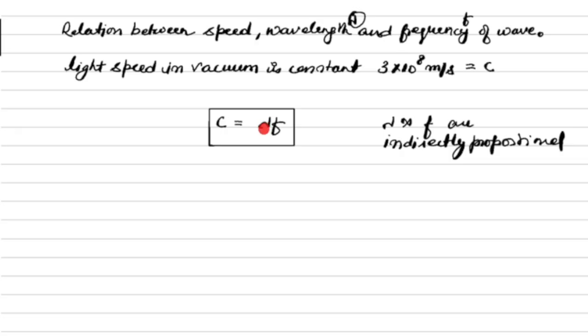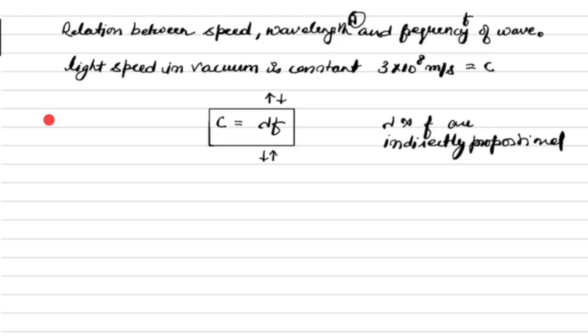This is a constant, and here it is a product of lambda and frequency. Lambda is a wavelength, and frequency is denoted by small letter f. So if this is constant, it means their product must be constant. And if we need to keep the product constant, we can say lambda and f will be inversely proportional. So if you increase the wavelength, the frequency will decrease. If we decrease the wavelength, the frequency will increase.